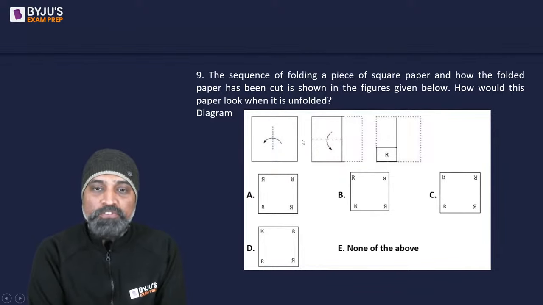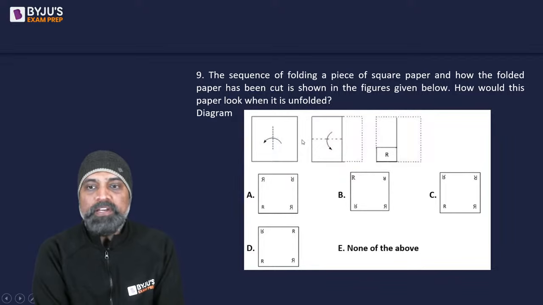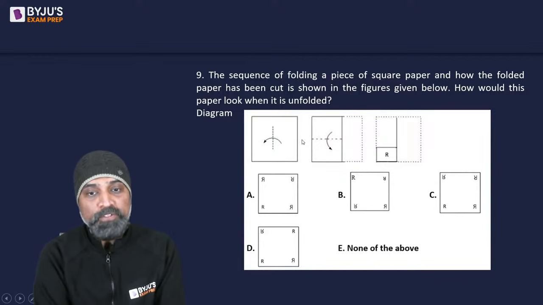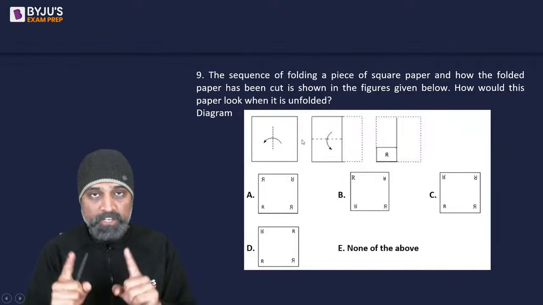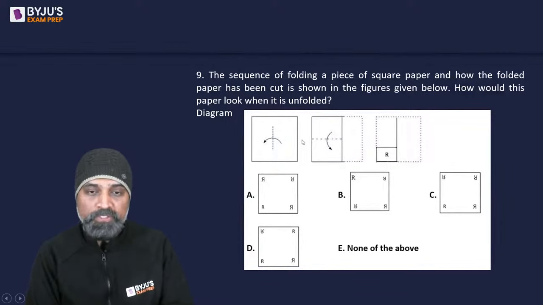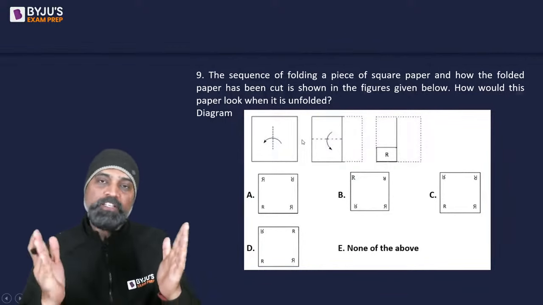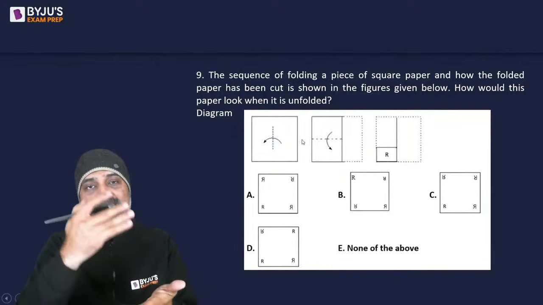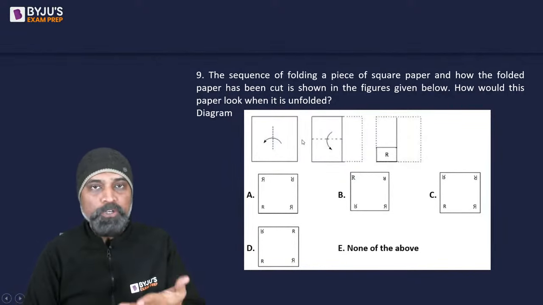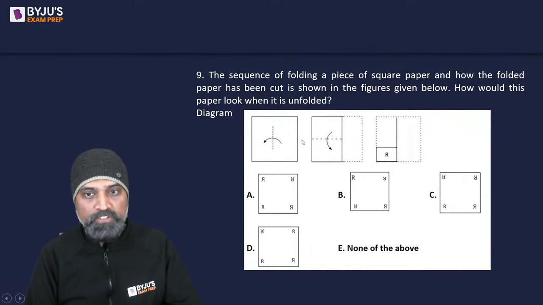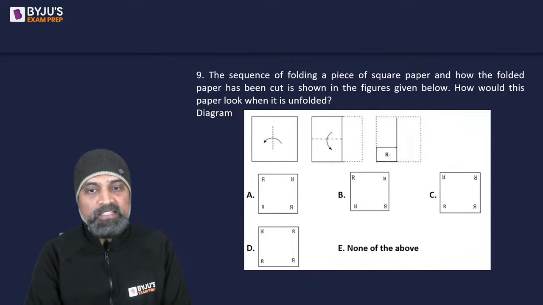Okay, the sequence of folding a piece of square paper and how the folded paper has been cut is shown in the figure given below. How would this paper look when it is unfolded? So you have a square sheet. So you can use your rough sheet in such kind of questions whenever folding is used. So you have a sheet of paper, it is folded in half from right to left. Then it is further folded from top to bottom, north to south, right? You will get 1/4 of the original figure, and then the R is written.